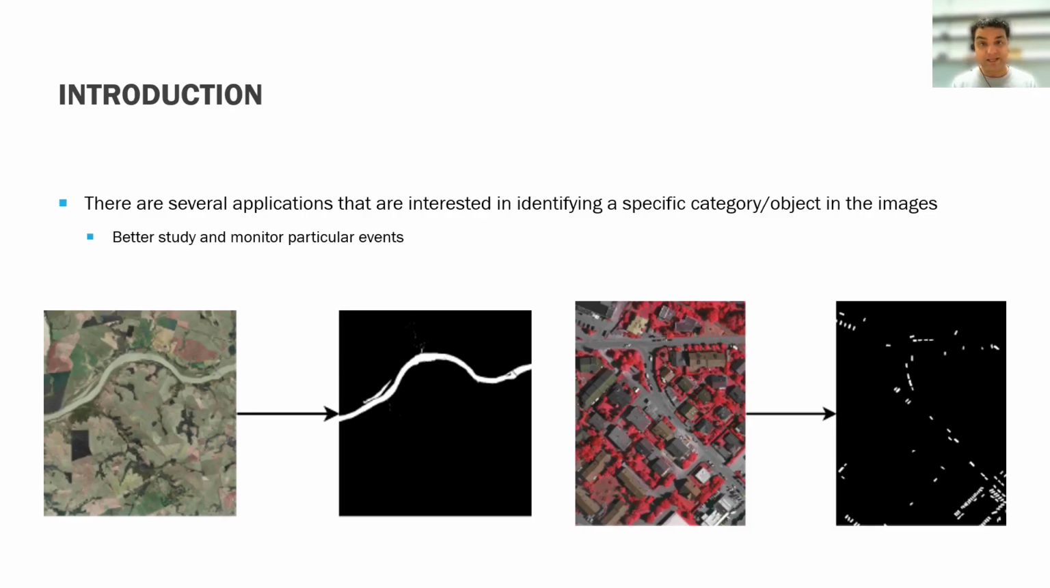There are several applications in the remote sensing domain that are interested in identifying one specific object in the images, to better study or to monitor that object. For example, here on the left we have the segmentation of rivers, maybe to just monitor the rivers over time. And on the right, we have the segmentation of cars, maybe to better study the traffic.